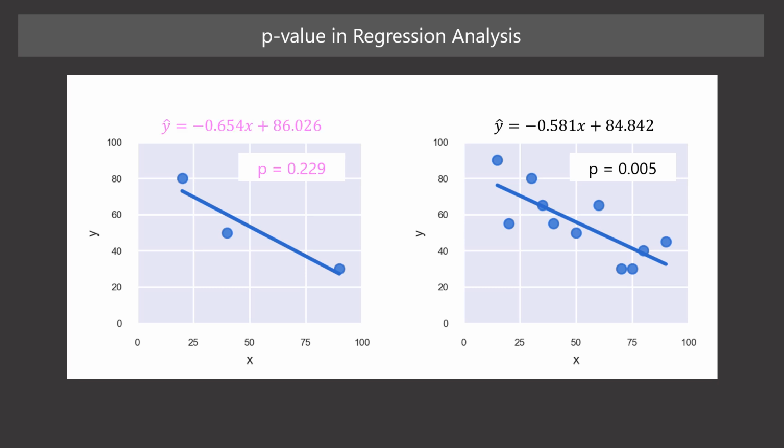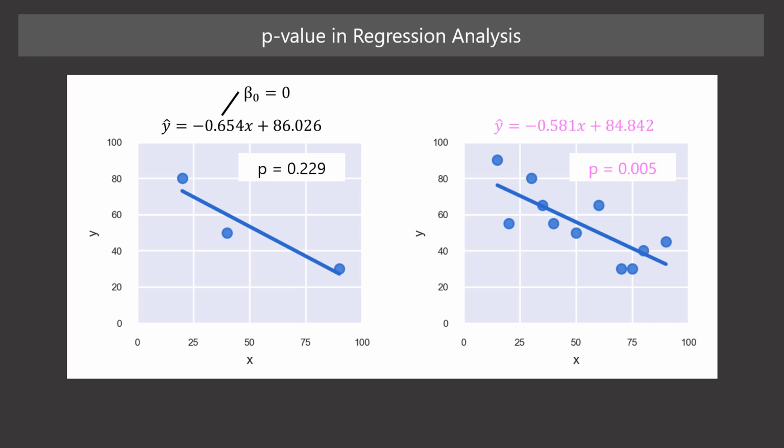So, in the left plot, the regression coefficient is minus 0.654, but its p-value is 0.229. So, if we set the significance level to 0.05, the effect of x on y is not significant. So, we should regard the regression coefficient as 0.